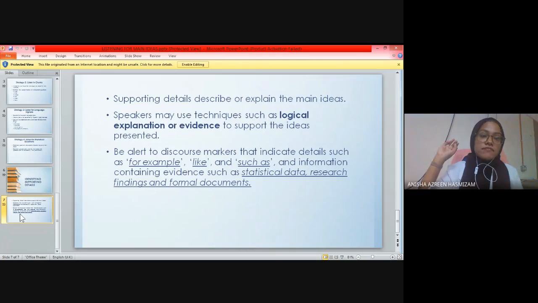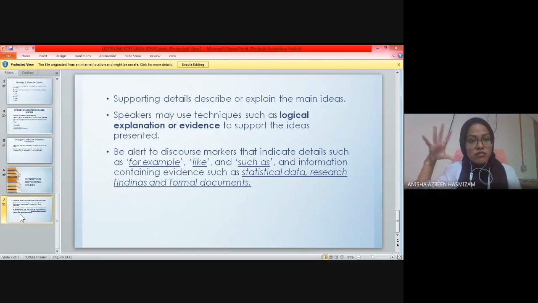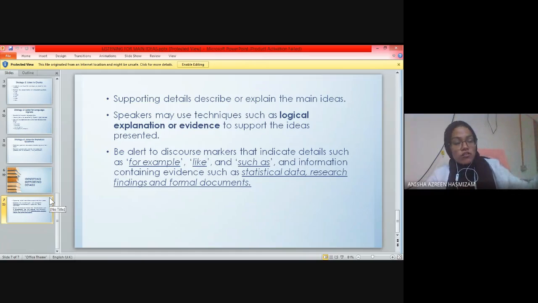So, bila dia ada statistics macam tu ataupun research findings ke, benda yang berdata, benda yang ada nombor-nombor, cakap pasal tahun ni dia ada buat research, those are supporting details. Okay, it supports the main idea. So I hope you understand that. So how to find out when you are listening to an audio, which ones are the main ideas, which ones are the supporting details. Okay, so that's for the first slide.